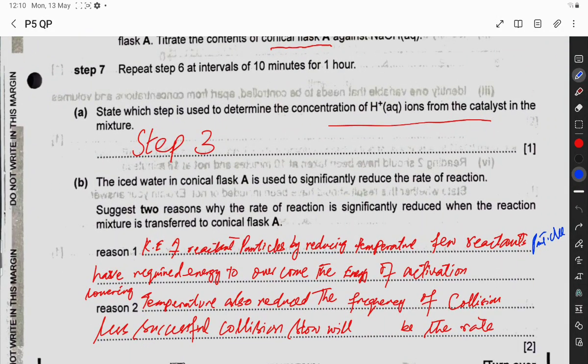Okay, I will continue the question B. The iced water in conical flask A is used to significantly reduce the rate of reaction. Suggest two reasons why the rate of reaction is significantly reduced when the reaction mixture is transferred to conical flask. Kinetic energy of reactant particles is decreased by reducing the temperature. Few reactant particles have enough energy to overcome the energy of activation.